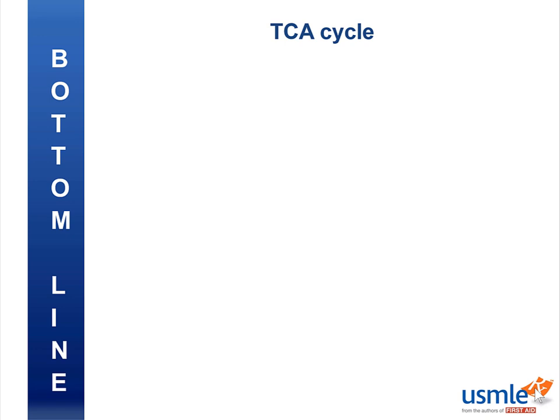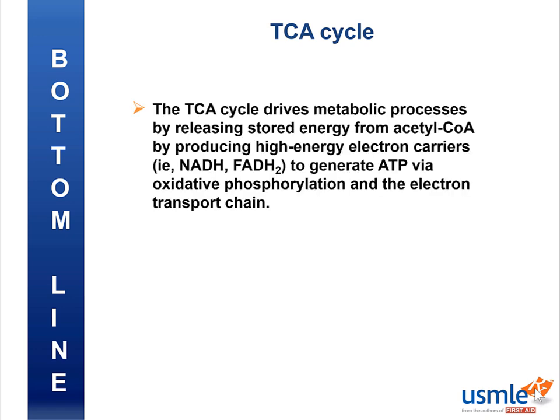Well, we've made it to the end. What's the bottom line? The TCA cycle drives metabolic processes by releasing stored energy from acetyl-CoA by producing high-energy electron carriers like NADH and FADH2 to generate ATP via oxidative phosphorylation and the electron transport chain.